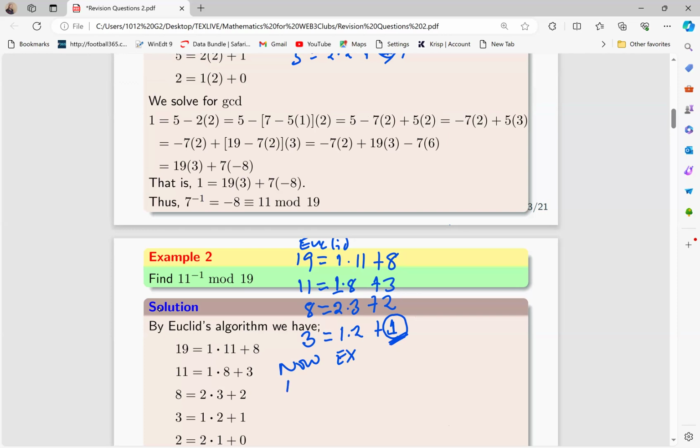Make 1 the subject of the formula. 3 minus 1 times 2. We've already replaced the first remainder by the equivalent. Now replace the next remainder by the equivalent. The next remainder is 2 and is here. So you replace it at this point. So this will be the same as 3 minus 1 multiplied by, instead of this 2, we write the equivalent, which is 8 minus 2 multiplied by 3.